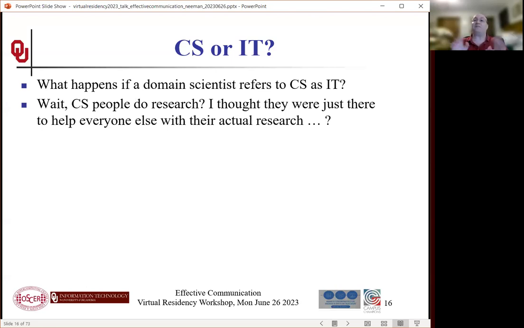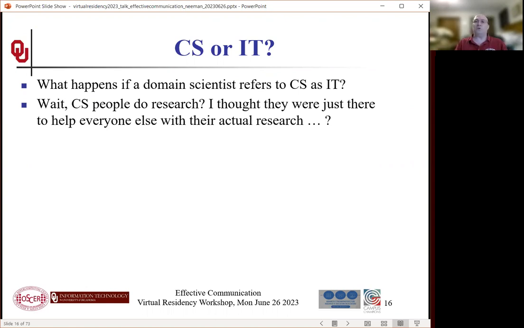Yes, and I watched this happen because I was on a project that had computer scientists and ecologists, and one of the ecologists referred to what the computer scientists were doing as IT, and you could almost hear that record scratch sound, right? And everything stopped dead. And then one of the computer scientists politely corrected the ecologist. No, they really don't take to that at all.